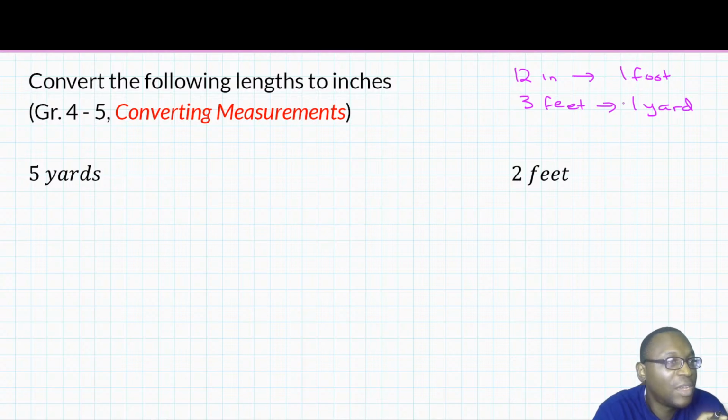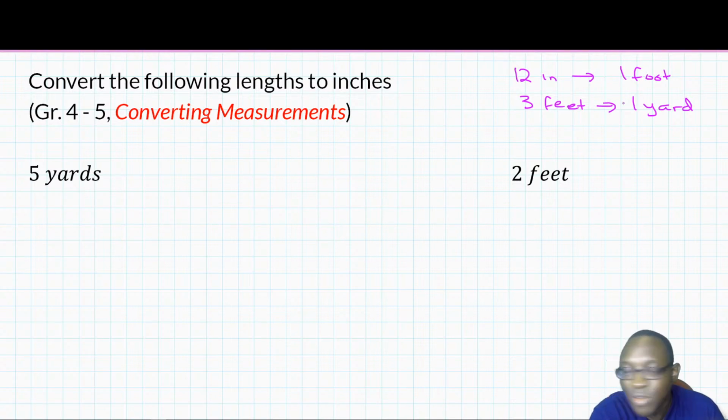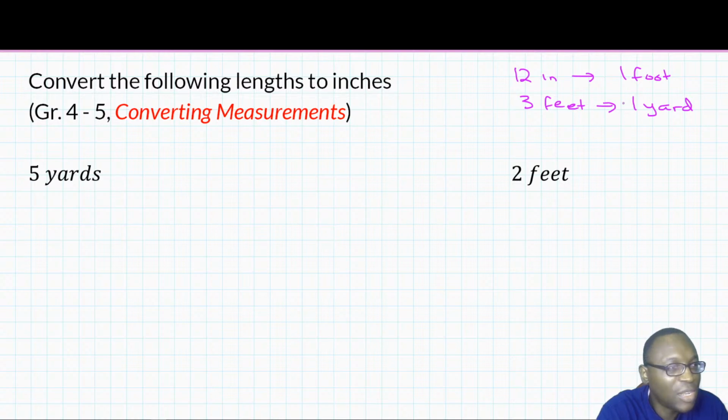So we're trying to convert, I'm waiting on some 4th and 5th graders to respond. 12 inches will make up 1 foot, and 3 feet will make up 1 yard. Here we're trying to convert 5 yards to inches. We're also trying to convert 2 feet to inches. So let's give you a few more moments, and then we'll proceed. Okay, so we're not having any responses yet, so let's go ahead and solve this together.